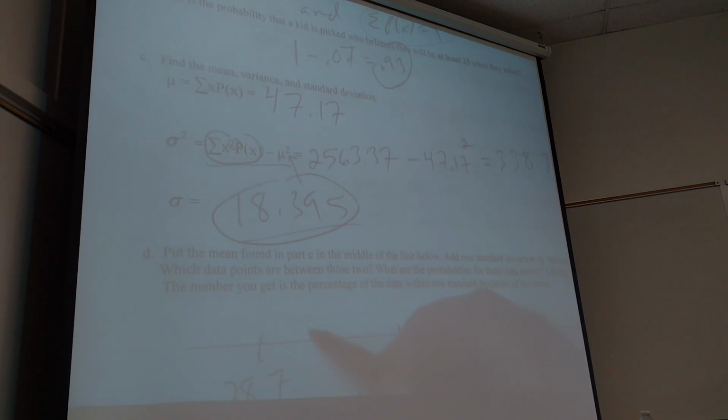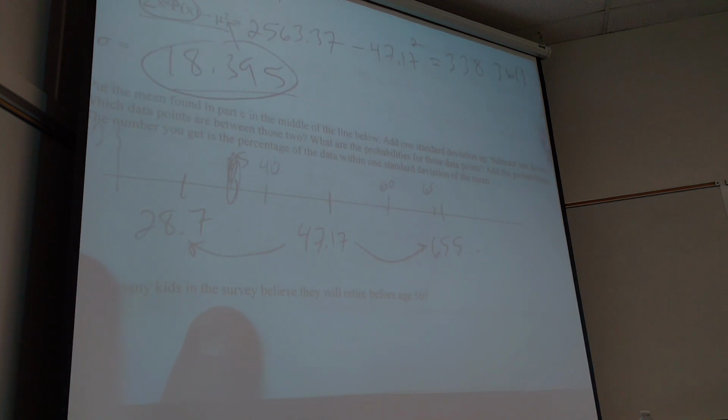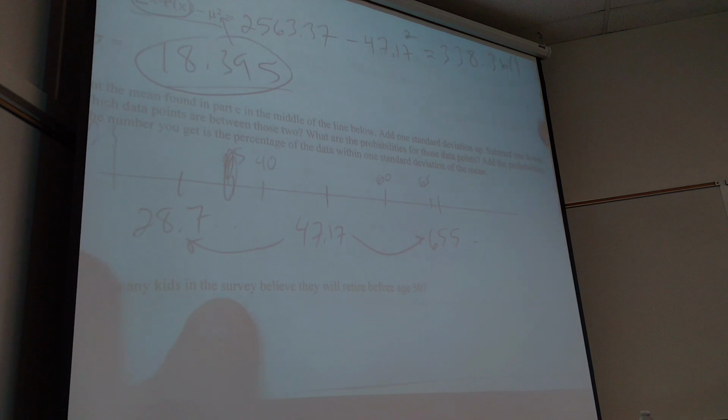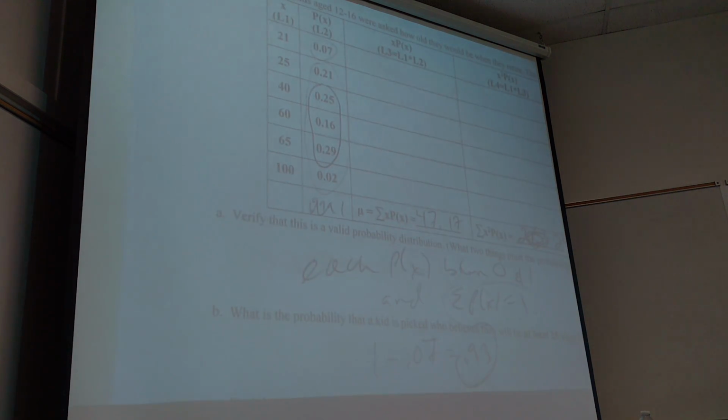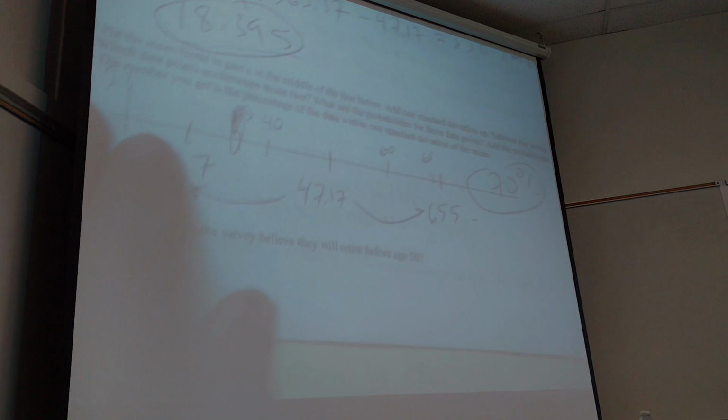So what did I catch? I caught 25? No, I didn't. 25 is down here, Jeff. I caught 40, 60, 65. Now I didn't just catch three data points. I caught a percentage of 40s, a percentage of 60s, and a percentage of 65s. So what percentage total did I just catch? 70? Isn't that 70? Yes. 70%. Does everybody see where 70% came from?